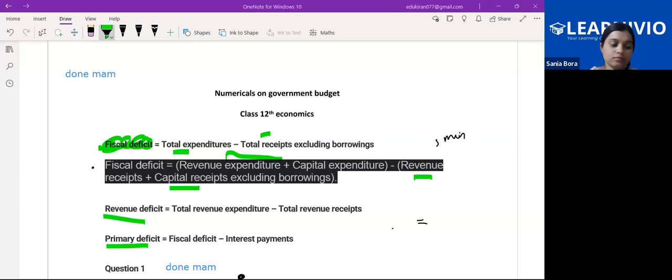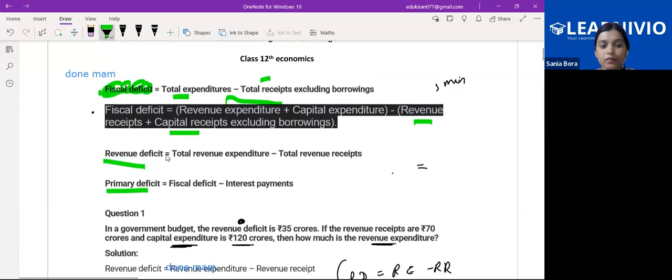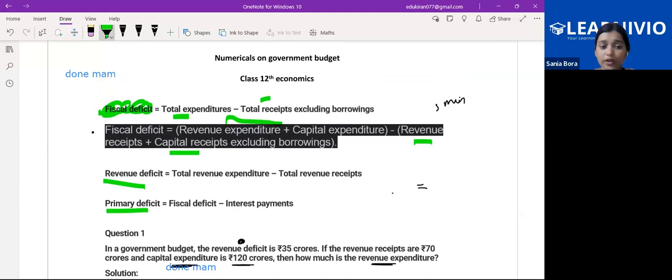Ma'am, I'm audible. Done. Okay, let's start. Now, Vivek, I think you wrote here done, ma'am. Just erase this. Wait, ma'am, I have raised both. Yeah, just erase it, and this one.